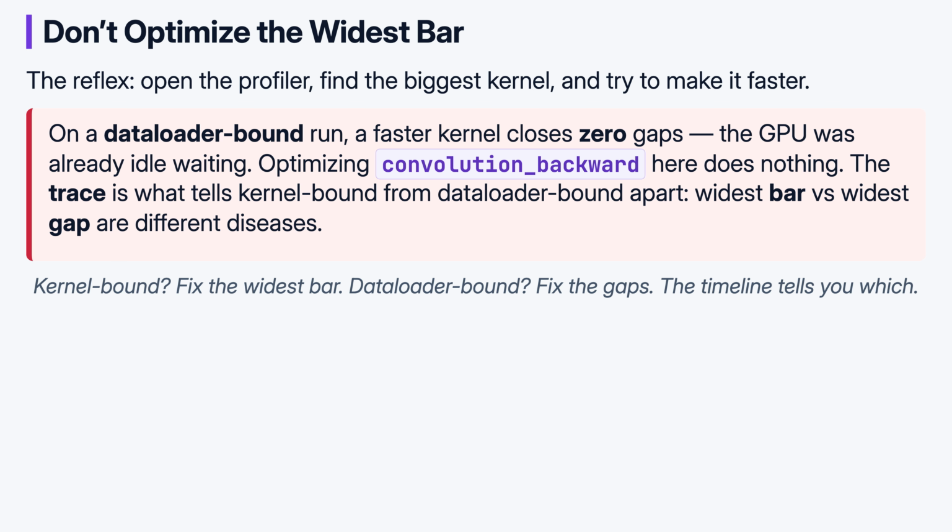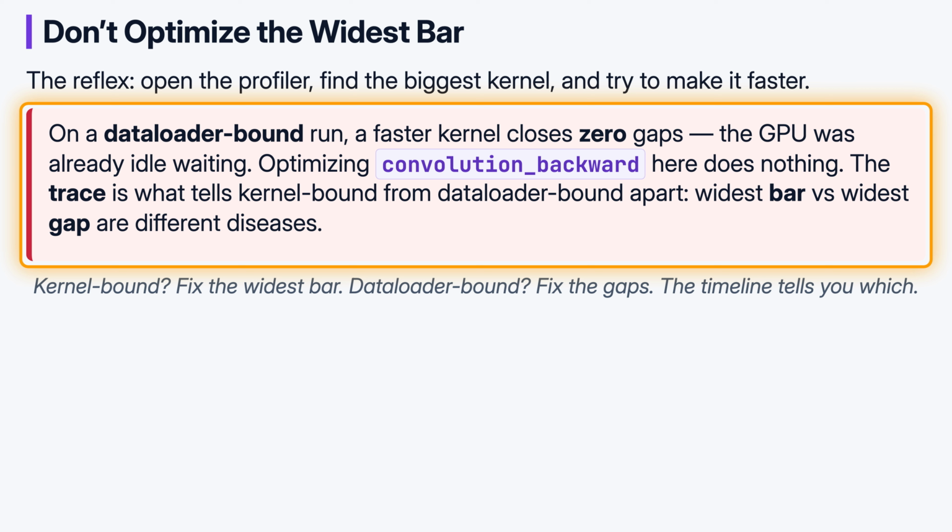The reflex is common. Open the profiler, find the biggest kernel, and try to make it faster. But on a Dataloader-Bound run, a faster kernel closes 0 gaps. The GPU was already idle, waiting. Optimizing Aten convolution backward here does nothing. Only the trace tells the two cases apart. A packed lane with a dominant bar is kernel-bound, fix the bar. Wide gaps are Dataloader-Bound, fix the feeding. Widest bar and widest gap are different diseases.